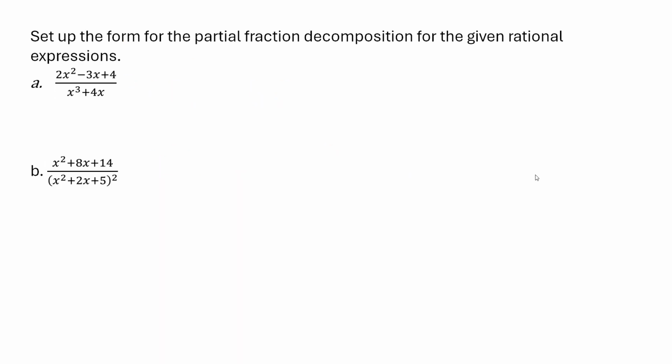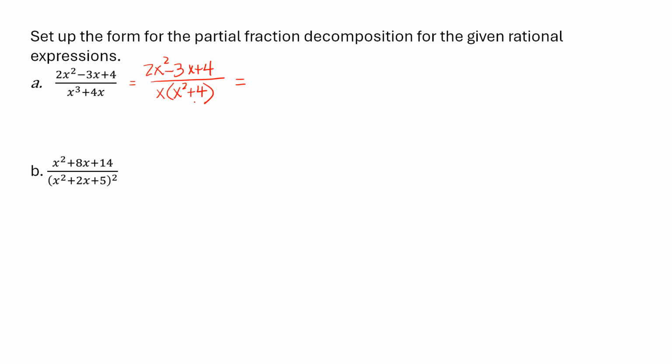Okay, so for part A, let's make sure that the numerator has a lower degree than the denominator. It's second degree on top, third degree on bottom, that's fine. We need to factor the denominator. That's going to be the first thing we do. So x times (x squared plus 4). All right, and the numerator, we're not going to factor it. We don't need to.